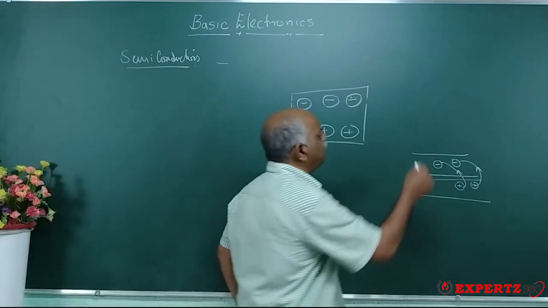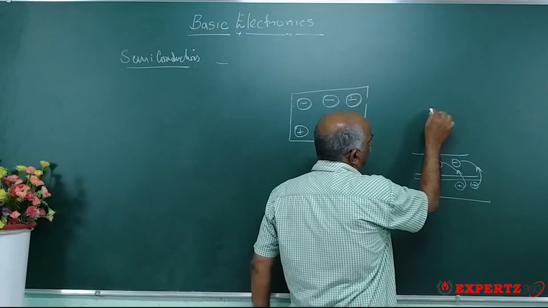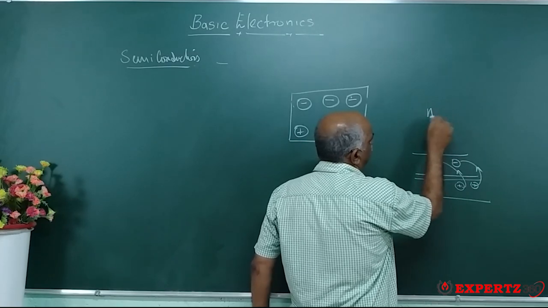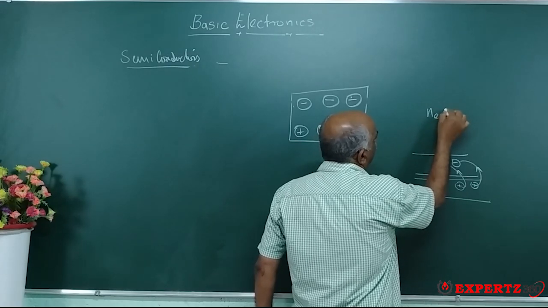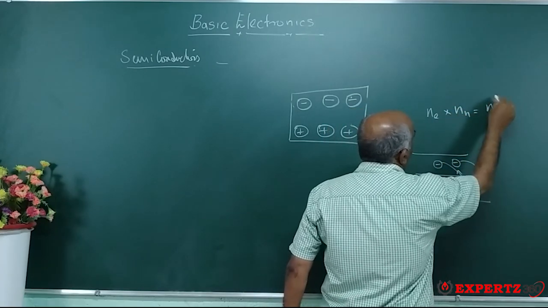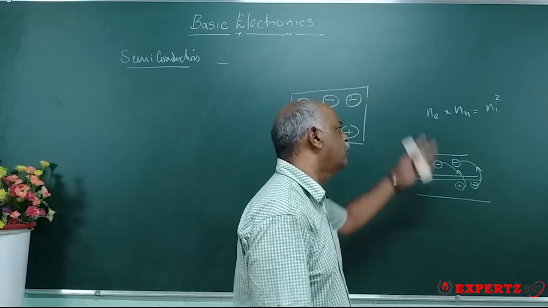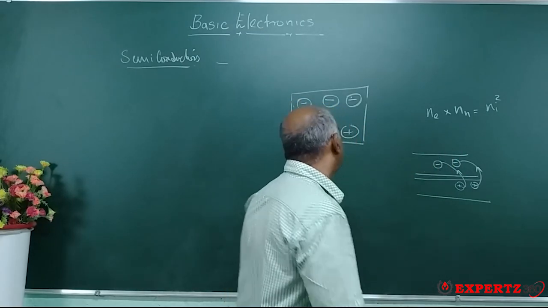Clear? I can put it something like this. You have studied in plus two electrical subject, you have studied that, physics subject you have studied that. That is Ne into Nx is equal to Ni square. Because Ne and Nx is going to have the same value, so you can put it as Ni square.